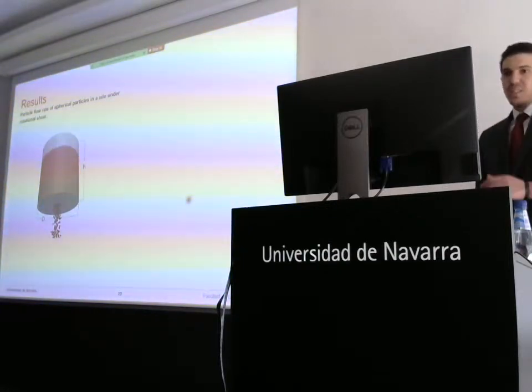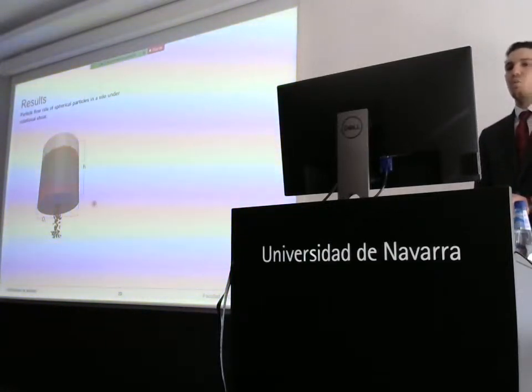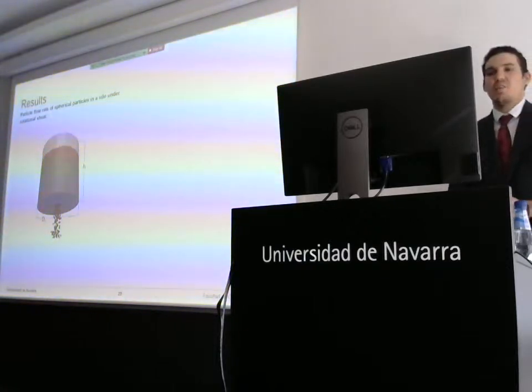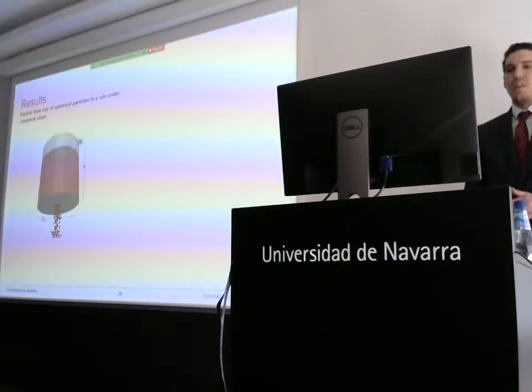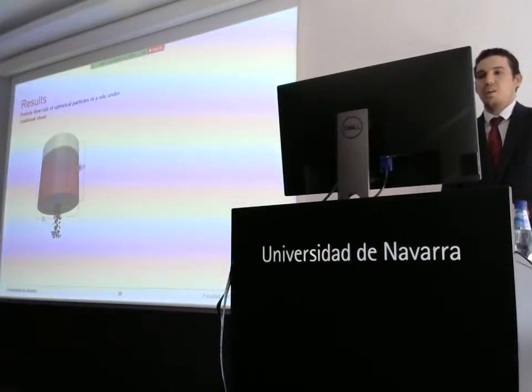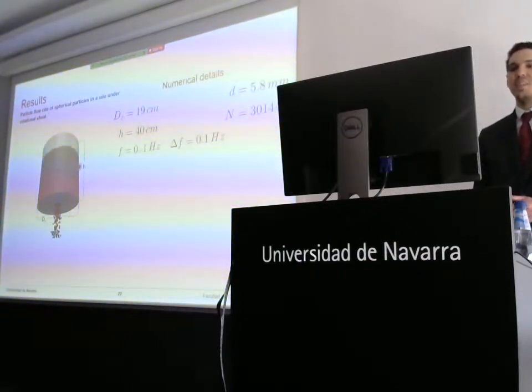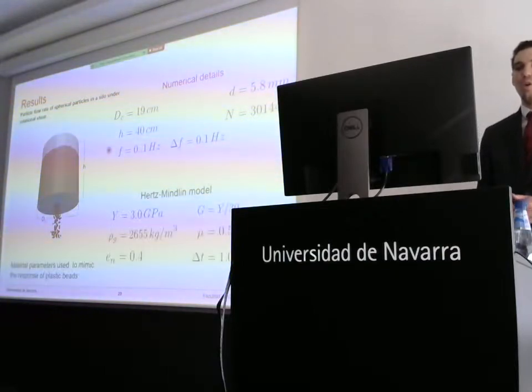So to tackle this gap, we have performed realistic simulations with the same rotational speed and the same system size that was employed in the experiment. Here, I also include the material parameters used to mimic the response of the plastic beads.